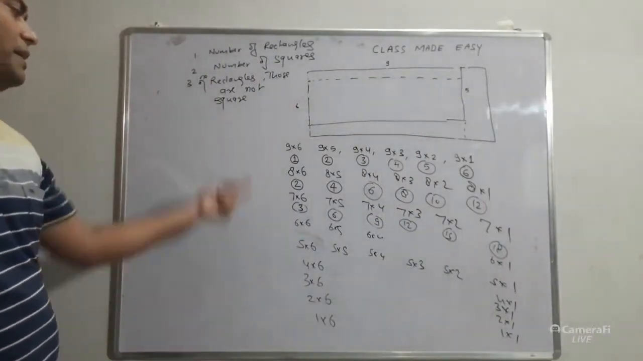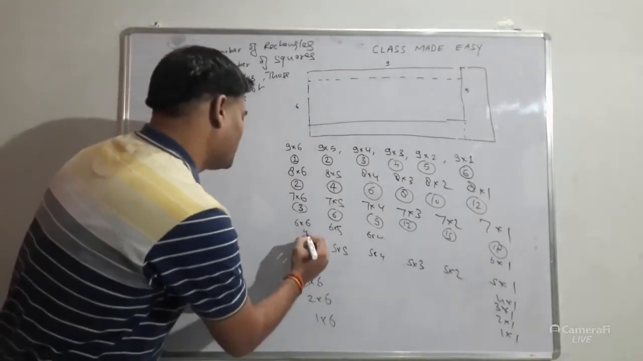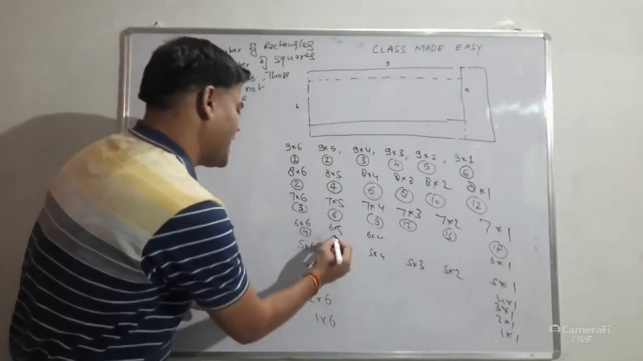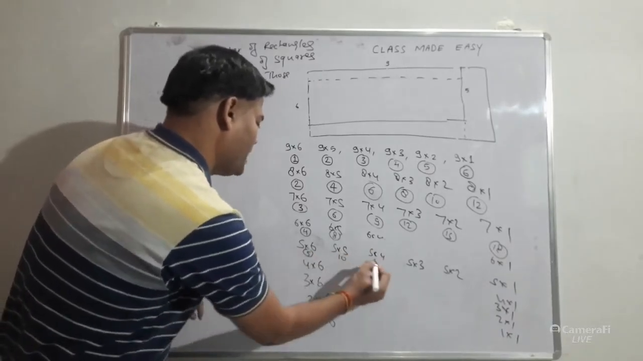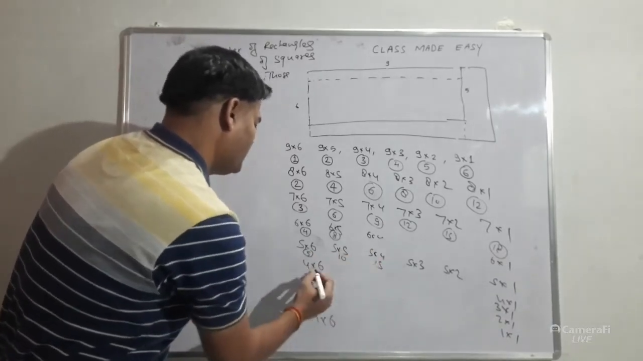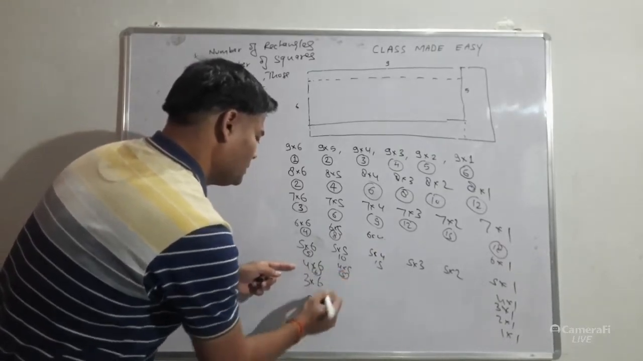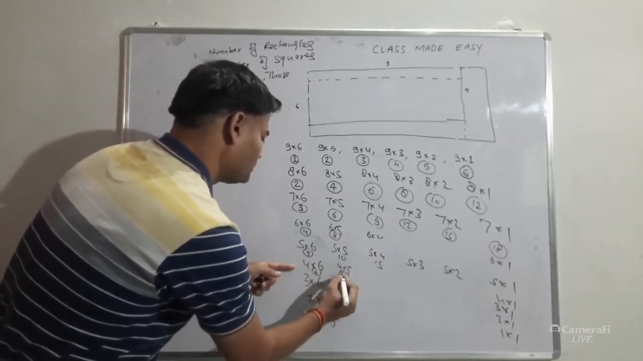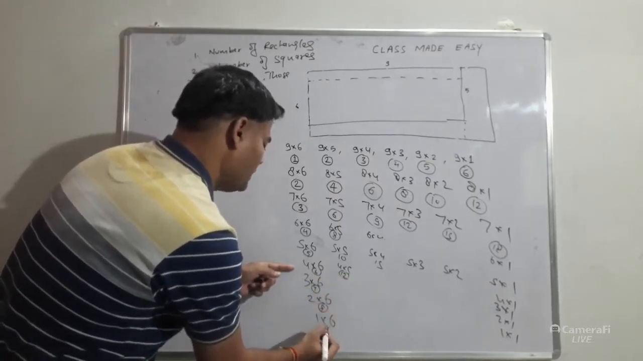Now see the trend. In that, this is triple, and this one is 4 times. 4 times that: 4, 8. This is 5 times: 5, 10, 15. And this one is 6 times: 6, 12. Then 7 times, 8 times, and 9 times.